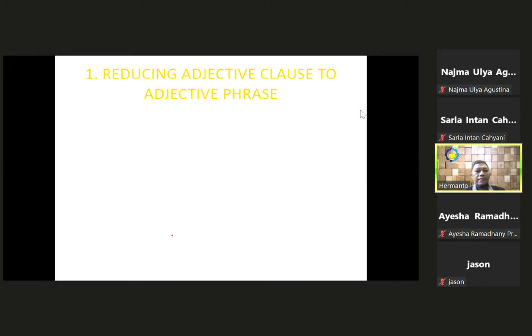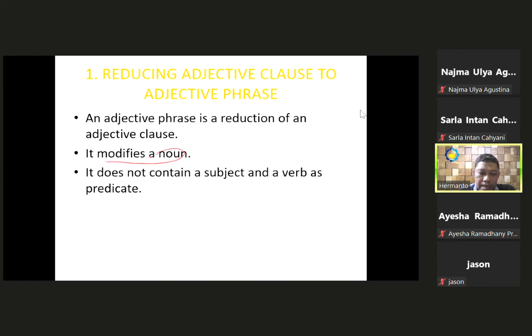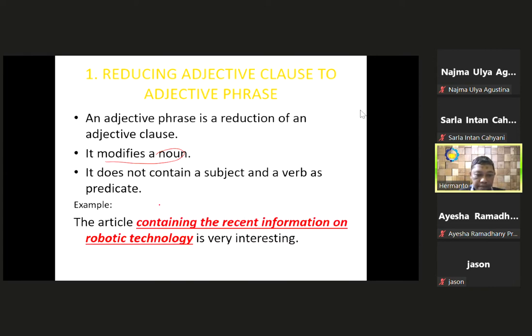Now, what kind of clause can be reduced into a phrase? The first one is adjective clause. The adjective clause can be reduced into an adjective phrase. The function is the same, to modify a noun, and it doesn't contain subject and verb as predicate. And this is the example, everybody: The article containing the recent information on robotic technology is very interesting.